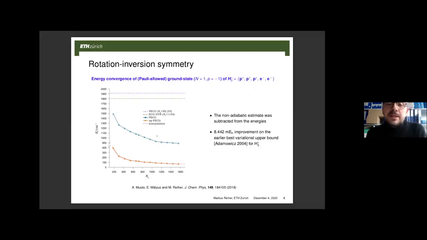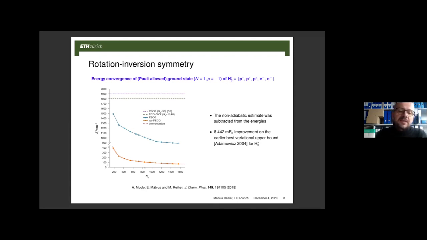Let me also show you that this implementation actually works. This is a calculation on the energy of H3+. The energy scale is somehow arbitrary because we shifted by a non-adiabatic energy estimate. The accurate data you can find in the paper reference below. But what I would like to point out here is that our numerical projection actually works very nicely.